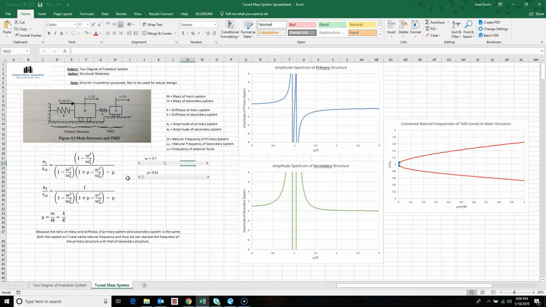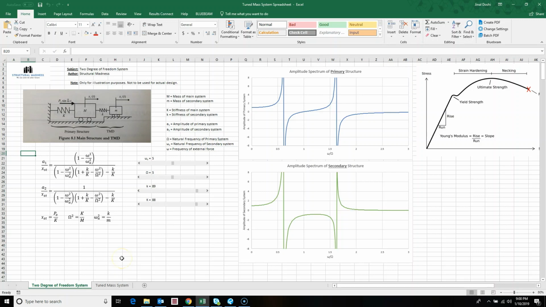While if you change it to mu equal to 0.01, it's the influence of the primary structure that is governing the response of the entire system. And you can see that they are approaching closer to 1, which all makes sense. So I'm attaching the link where you can download the spreadsheet and play with it, so that you can understand how you can tune the damper and how this entire excitation works.